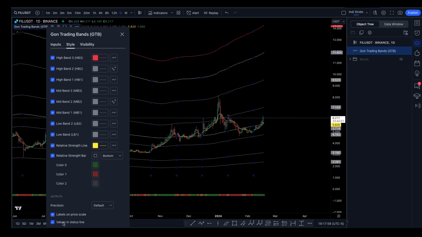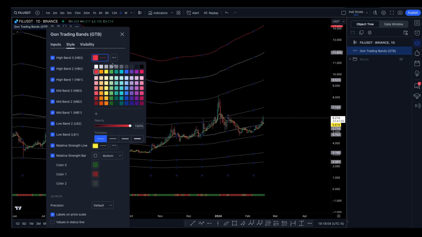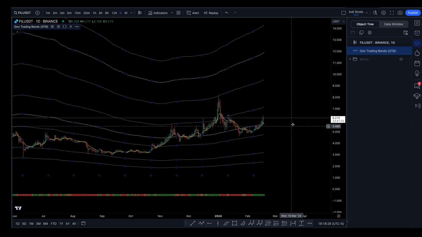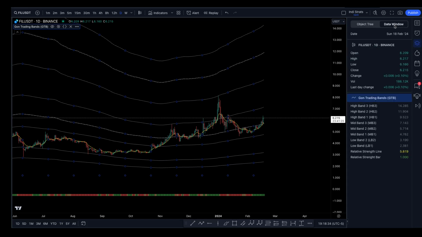I usually disable the values in the status line, and the price scale labels I have on by default, because I like just to see where my targets approximately should be, and what price I'm waiting for to be broken through, etc. But alternatively, if you want to have a clean price scale, let me just disable this once. Here in the third menu button from the top, which is either the object tree or can also be the data window, depending on which one you have activated.